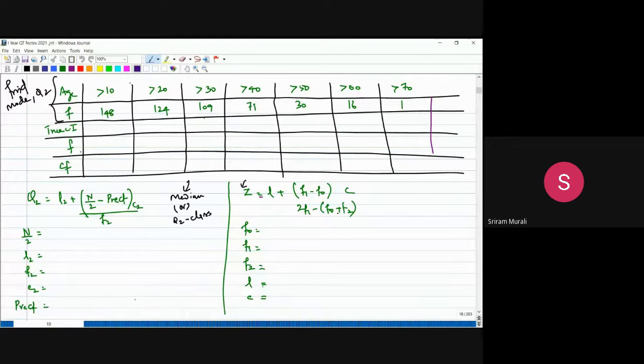To find median, quartile... Sir, your voice is not clear, sir. Can you hear me? It is breaking, sir. How is the audio now? The audio is perfect, sir. Those who are having a problem, please log out and log in. That's all I can do.